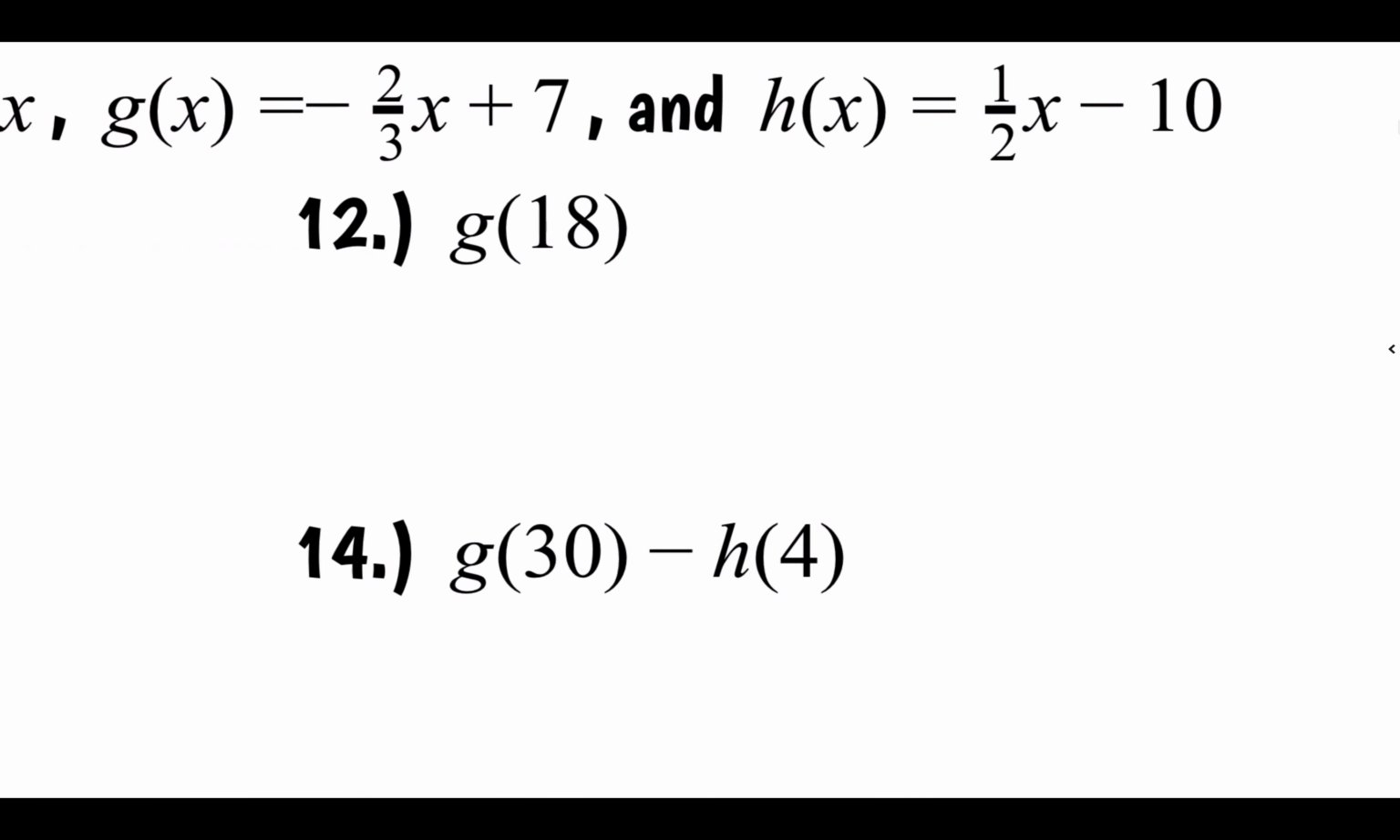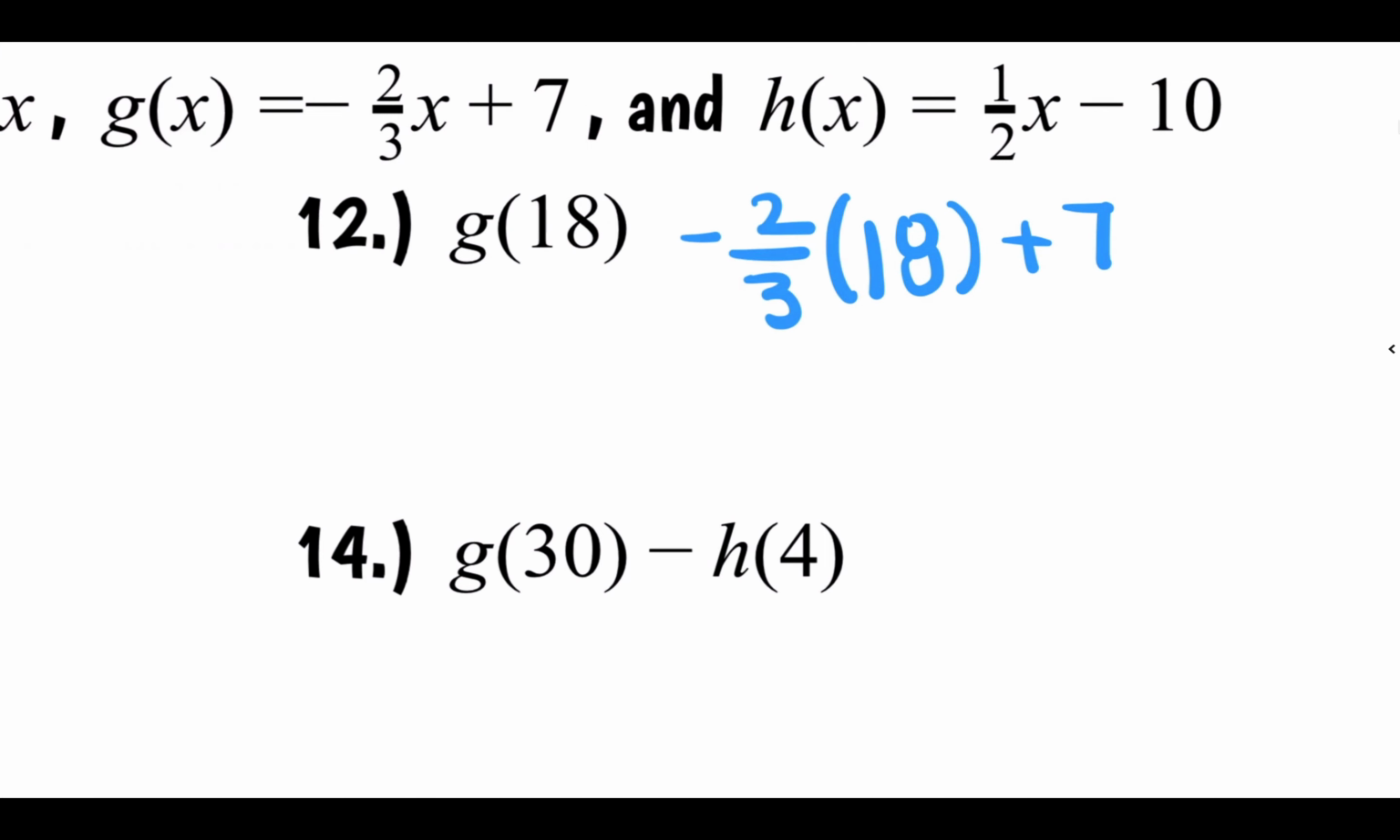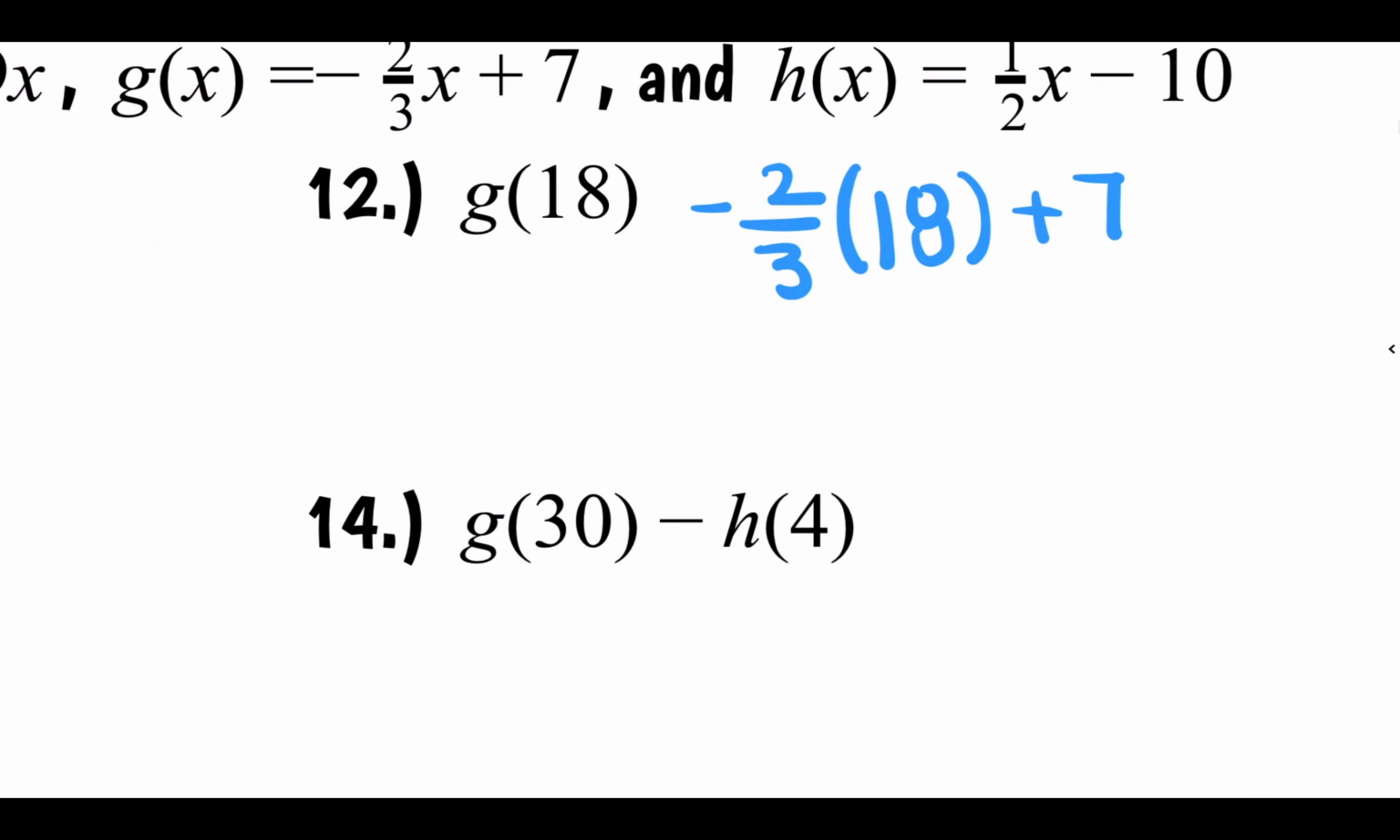Number 12, we have g of 18. Now we're going to use our g function. Instead of x, we're going to write 18. So we have negative 2/3 times 18 plus 7. So in your calculator, you're going to plug in 18.